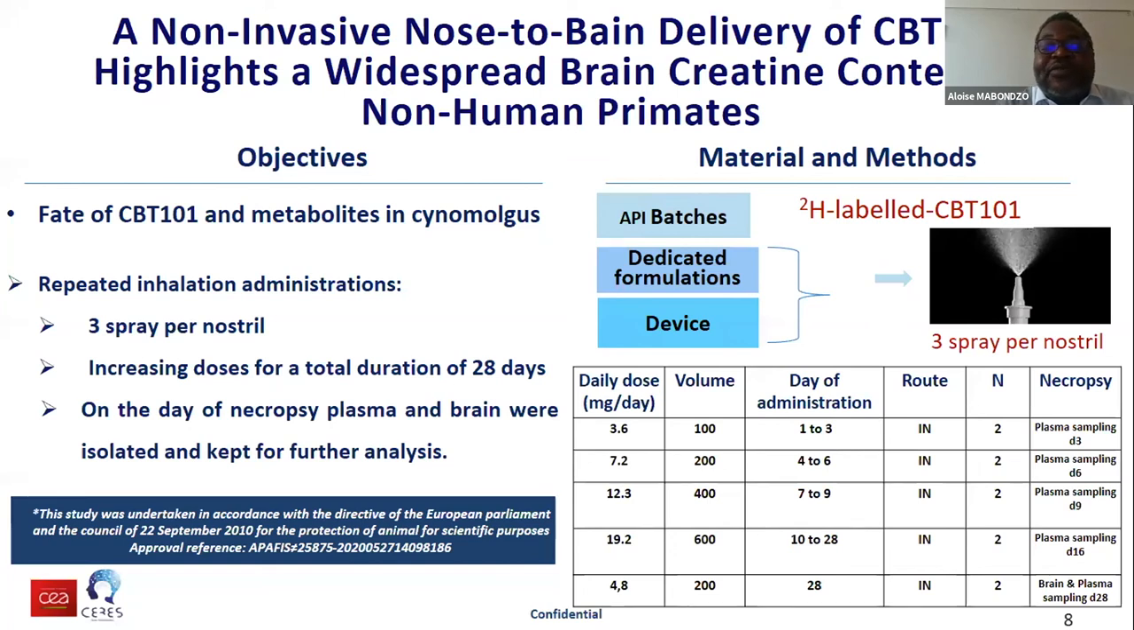The non-human primates received three sprays and neutering, with increasing doses for a total duration of 28 days. And on the day of necropsy, plasma and brain were isolated and kept for further analysis.